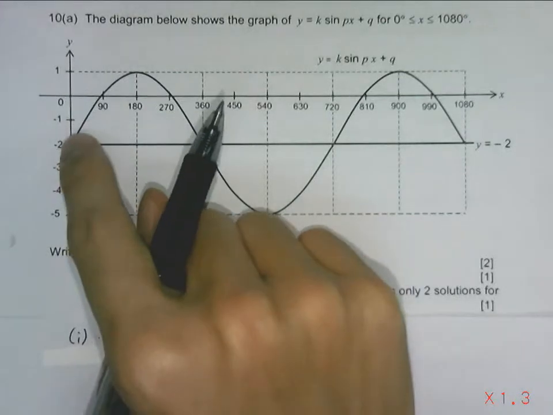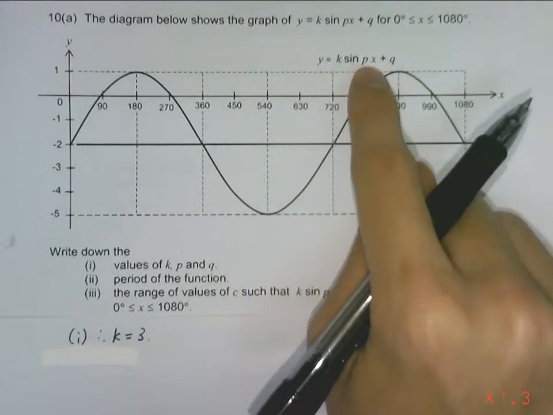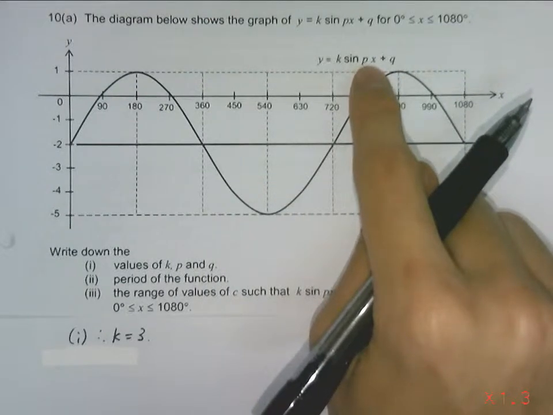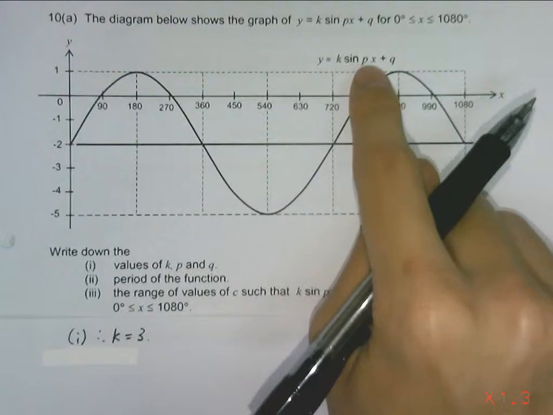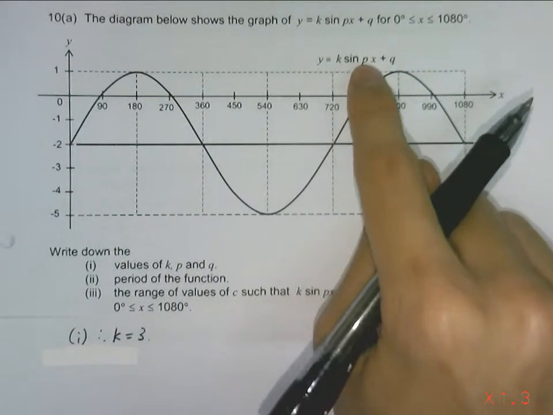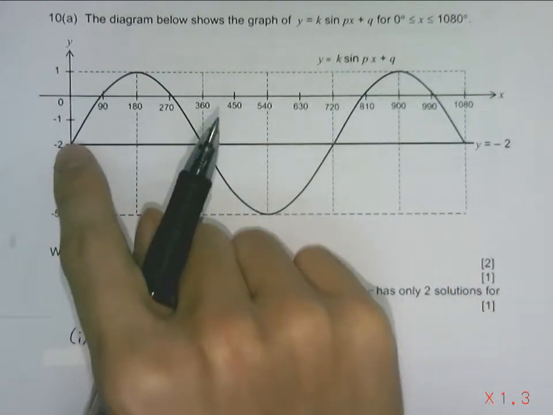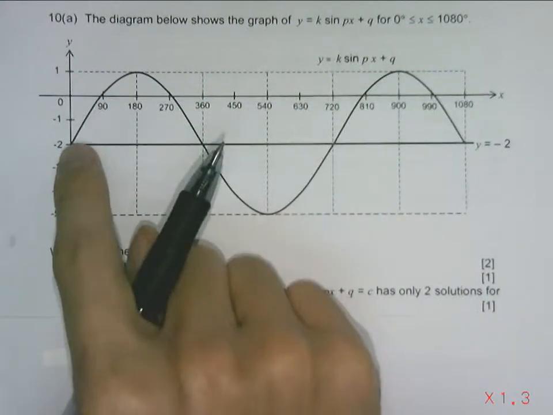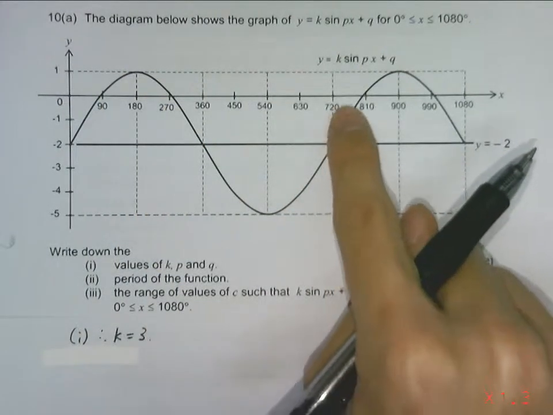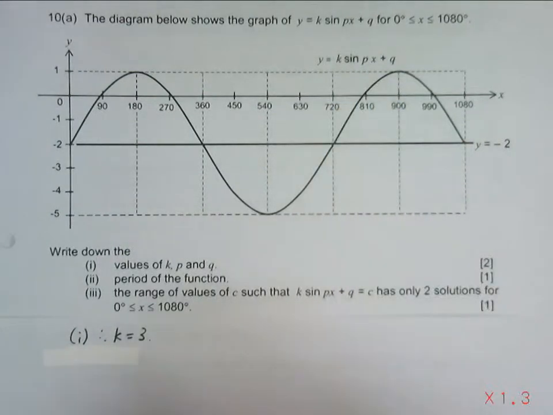Next, we need to find the value of p. So p is a factor multiplied to x, which is the angle. So the px is actually determined by the period of the graph. So the period, which is 1 cycle. Now the period of 1 cycle takes place from 0 degrees all the way to 720 degrees. So the period, which is also the part 2 answer.